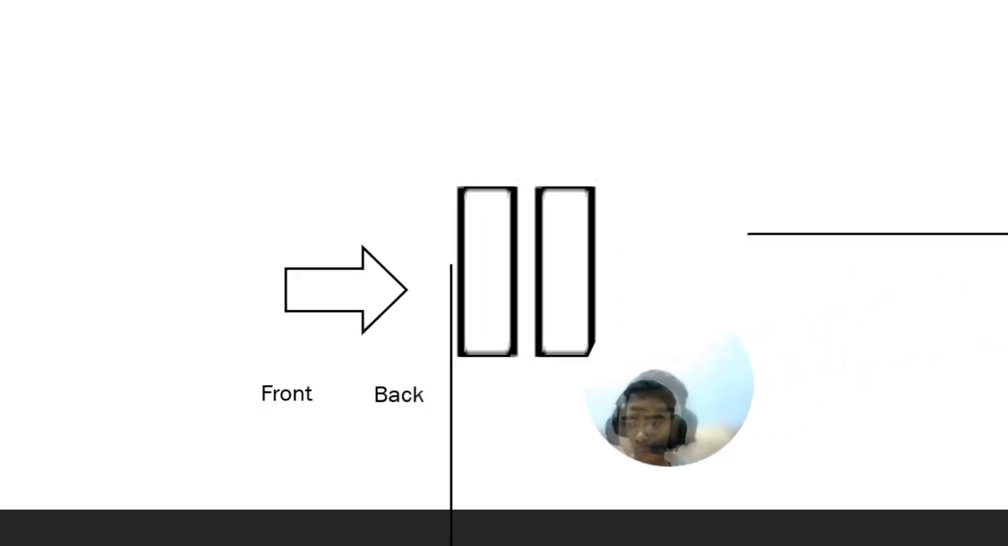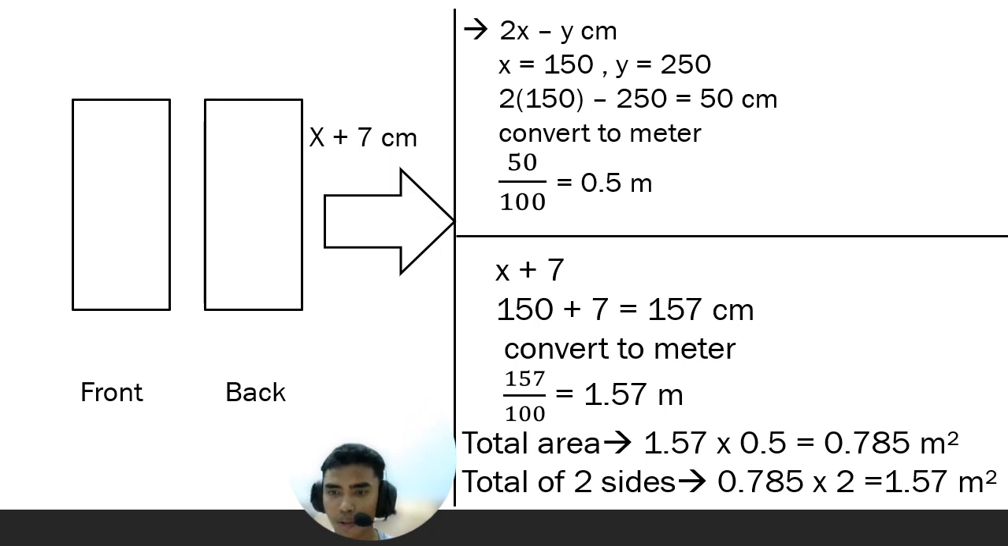So here, the area of the fences. We're going to move to the rectangle side first. We have the fence's front and back, so we need to count both of them. Here we have the bottom of the fence, 2x minus y, where x equals 150 and y equals 250, so we substitute. 2 times 150 minus 250 equals 50 centimeters, and we want to convert to meters: 50 divided by 100 gives 0.5 meters. We use meters because centimeters would be a lot of large numbers, so meters keep them small.